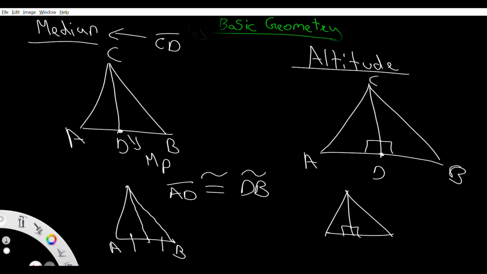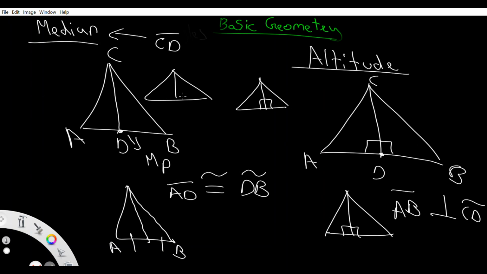You can also say that line segment AB is perpendicular to line segment CD because they form right angles when they meet. So an altitude is basically when they form right angles, and a median is basically when it cuts on the midpoint and forms congruent line segments of each other.